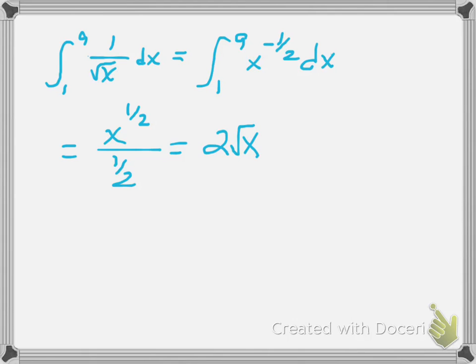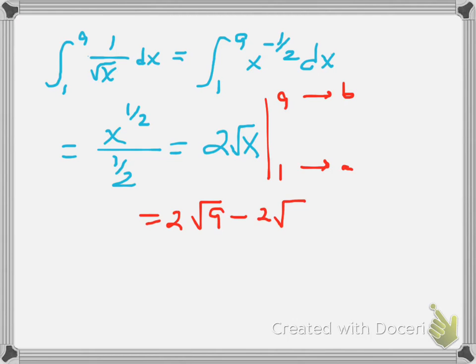And then these limits we know are necessary here in this case. So we have to evaluate this function from 1 to 9. Remember, the top value represents b on the interval. The bottom limit represents a. So to finish up, it'll just be 2 square root of 9 minus 2 square root of 1. And when all is said and done there, we should get 4.